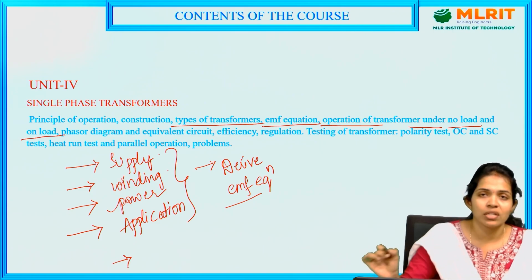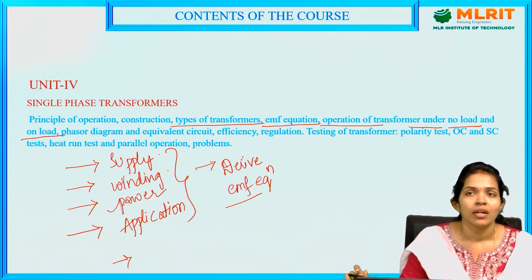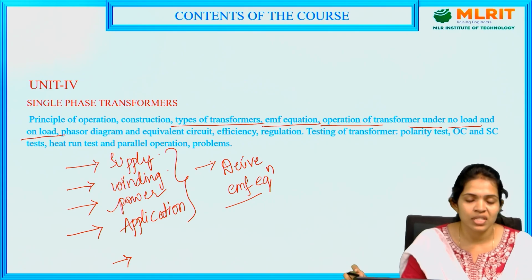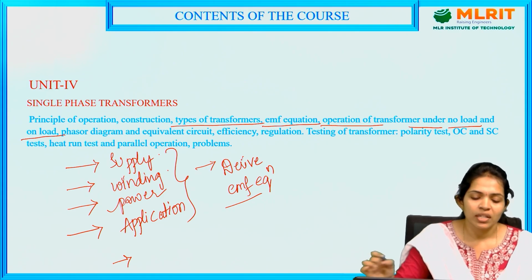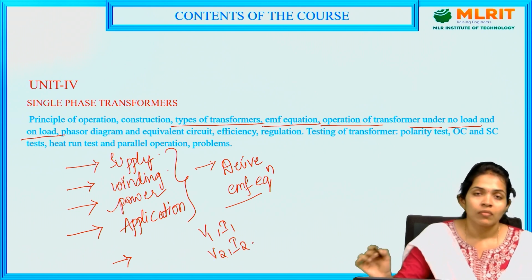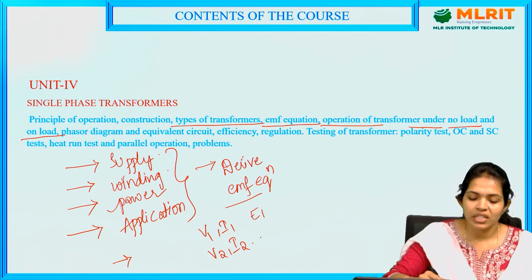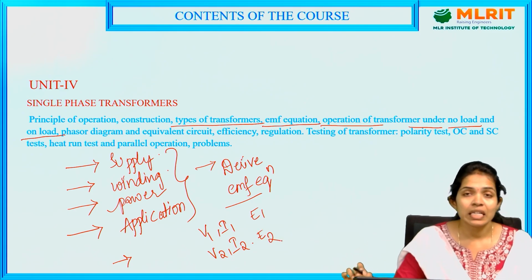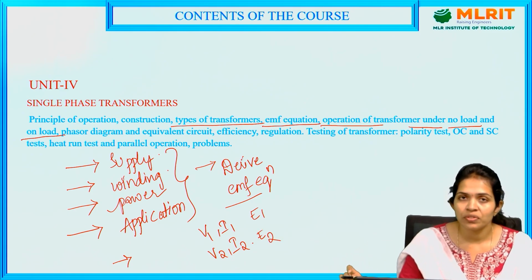How does the operation of the transformer change when we apply load on the transformer and when we do not apply any load on the secondary side? What are the respective primary voltage and current, secondary voltage and current, and the respective induced EMFs? These will be clearly studied under the operation of the transformer under no load and loaded conditions.